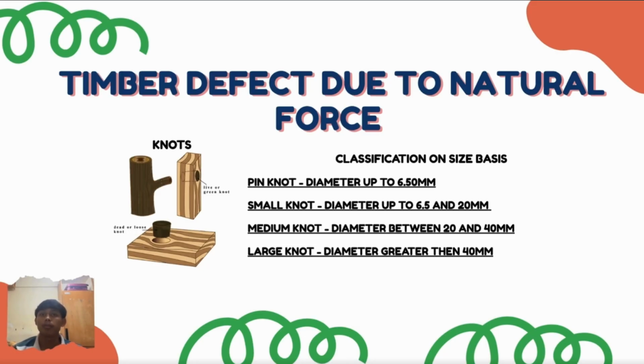A pin knot has a diameter up to 6.5 millimeters. A small knot has a diameter between 6.5 and 20 millimeters. A medium knot measures between 20 and 40 millimeters. Finally, a large knot has a diameter of more than 40 millimeters. Generally, the larger the knot, the greater its effect on the strength and quality of the timber. Large knots are usually not suitable for important structural members because they can significantly reduce the timber's load carrying capacity.